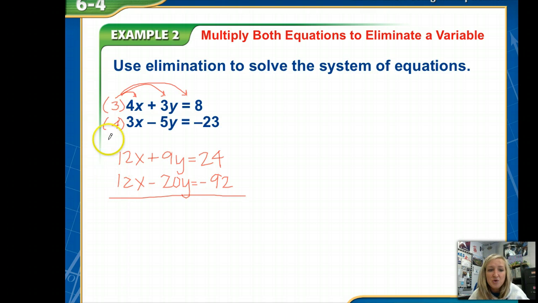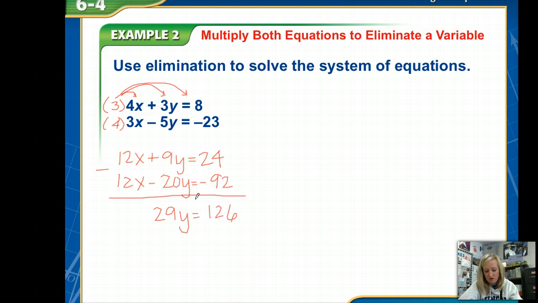All right, so now you can see that I multiplied my top by 3 and my bottom by 4, and now I have x's that I can eliminate by subtraction. 12x minus 12x cancels out. 9 minus a negative 20y gives me 29y's. And let's see, I get 126. Let me grab a calculator, make sure I did this right. No, I didn't do something right.